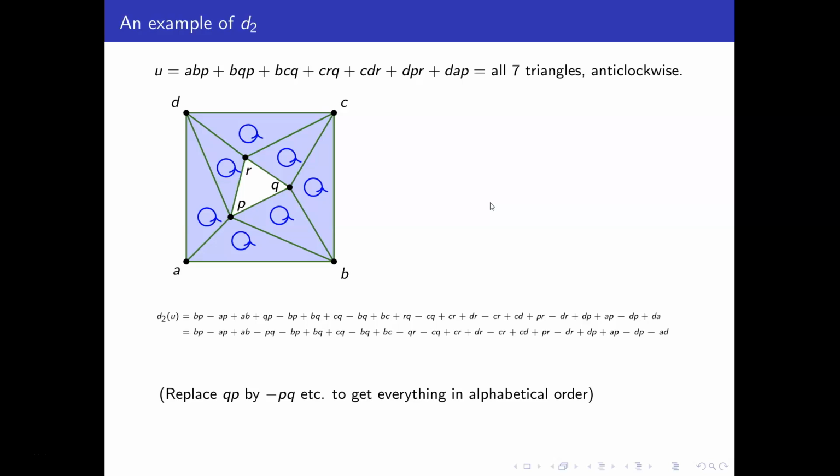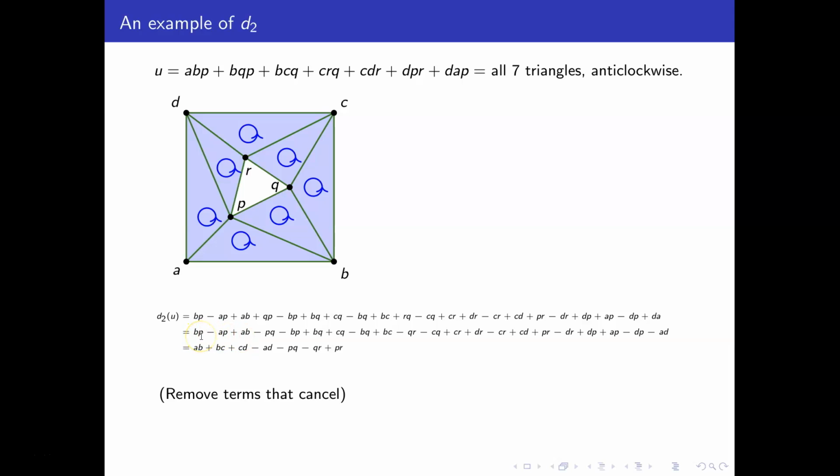To see what's going on and make sure we collect everything together correctly, it's best to rewrite these terms with everything in alphabetical order. So here, for example, we've got QP, and we're going to write that as minus PQ. That will just make it easier to keep everything straight. And over here, for example, we've got RQ, we're going to write that as minus QR, and so on. Now when we've done that, we can see the cancellations a bit more easily.